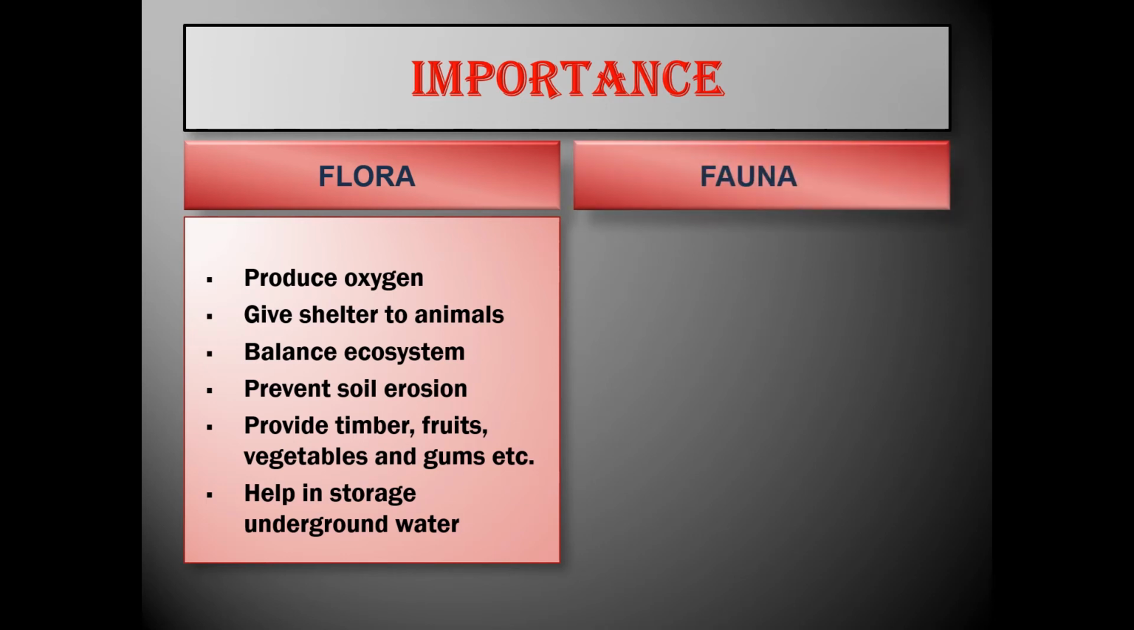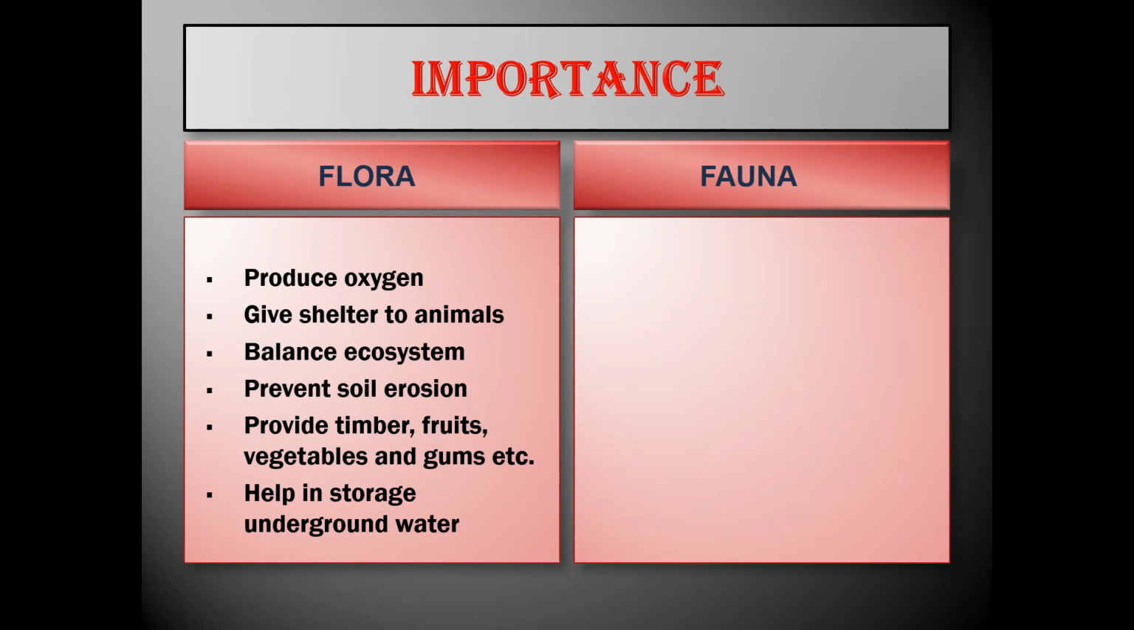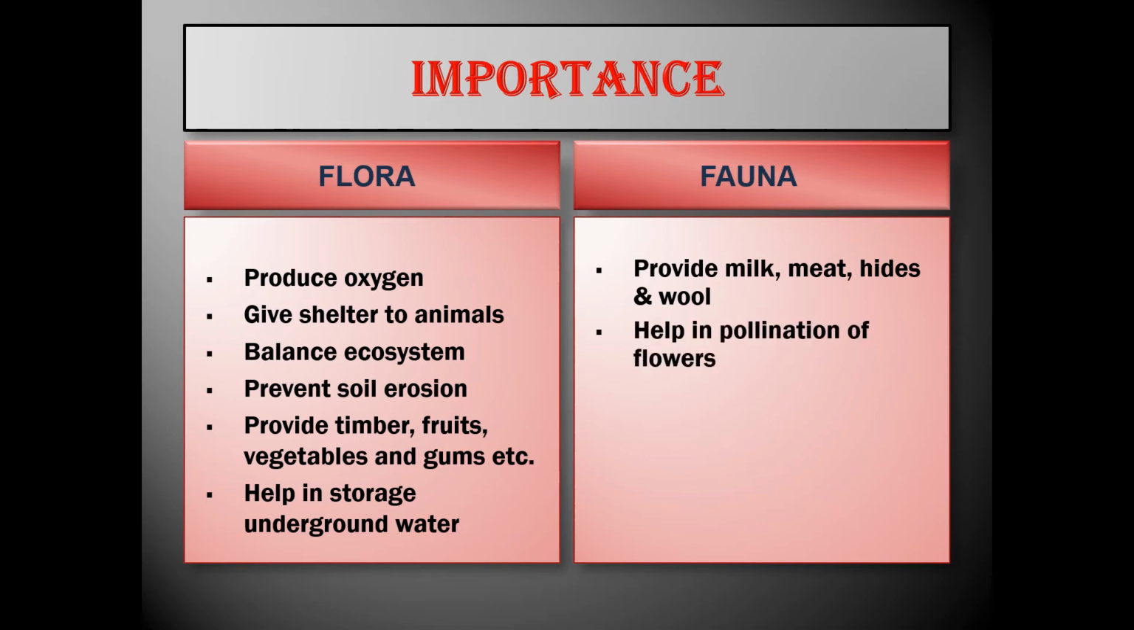How is the fauna, that means wildlife, useful to us? Fauna or wildlife is very essential for the survival of human beings, as they provide us milk, meat, hides, and wool. Insects like bees provide us honey and help in pollination of flowers.